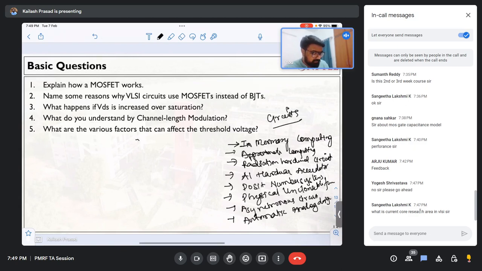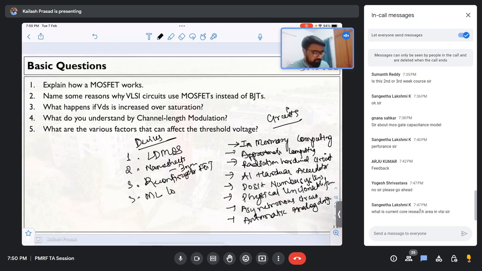Then we have devices. In devices, our lab designed LDMOS. LDMOS is a high voltage transistor which is used in cars, wherever high voltage is required, in all automotive applications. Then I have mentioned one of the transistors, nanosheets, which will come maybe in 1 or 2 years. Our lab works on nanosheets, which are the latest transistors, which will come in 3 nanometer and all. Then we work on reconfigurable transistors, reconfigurable FETs. There are various domains, like using machine learning to design these transistors.